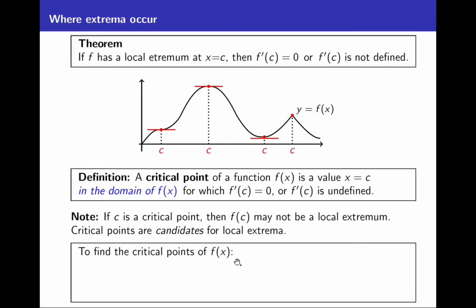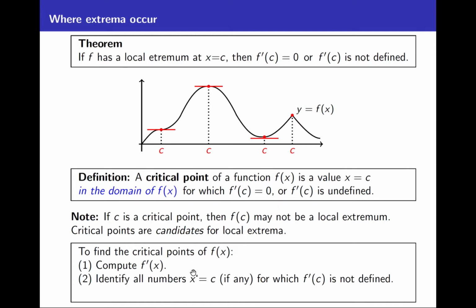And here's how to do it. It should be pretty clear how to do it from the definition of a critical point. First of all, you've got to find the derivative, because c is going to be a critical point if the derivative is 0 or undefined. So the first step is to compute the derivative. Then you want to look for the values c for which f prime of c is undefined. Just identify them, and that's your second step.